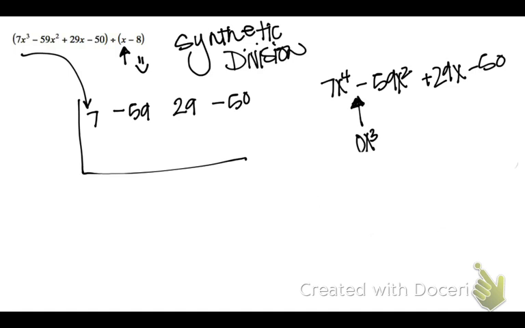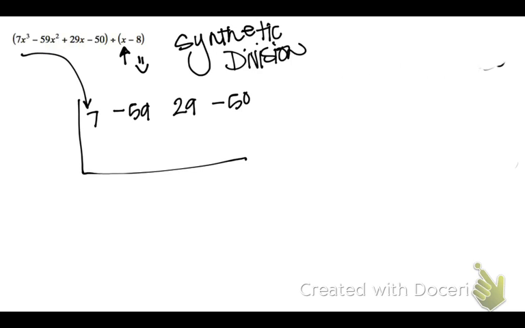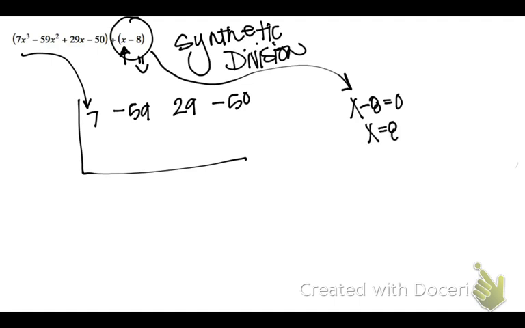And then to figure out what goes on the outside, we're going to take what we were dividing by, so this x minus 8, and I'm going to set it equal to 0. And I get x equals positive 8. So that positive 8 is what goes on the outside. You have to flip that sign. And then for synthetic division, the steps, if we want to talk about steps, is you always bring down the first term. So we're going to start by just dropping this 7 down.